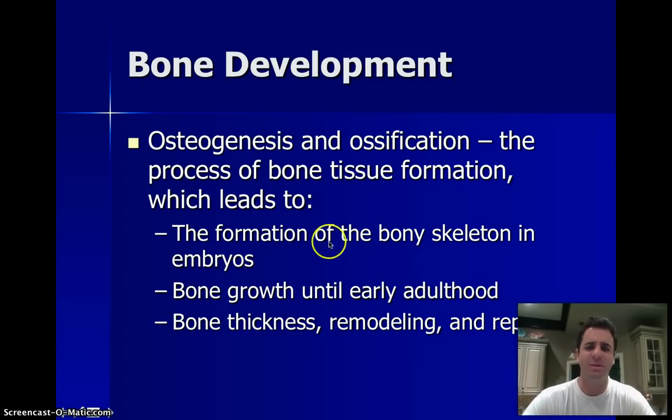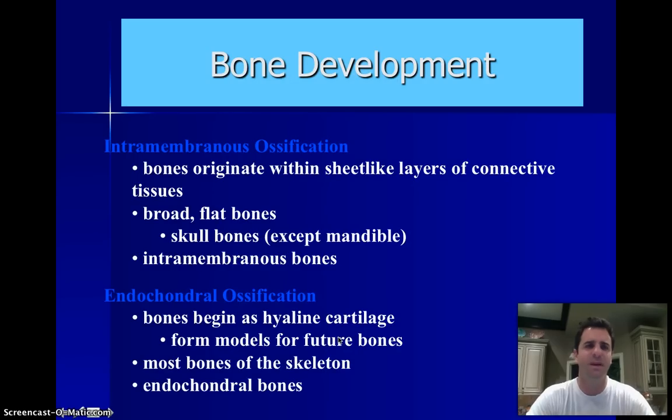In embryos, of course, we have to form the bony skeleton. We'll talk about how that occurs, and then bone growth into early adulthood. We'll talk a little bit about that as well, followed by remodeling or thickening of the bone and also repairing it. We'll get there as well. So first, 2 types of ossification.